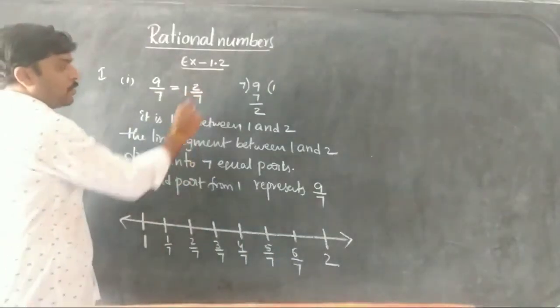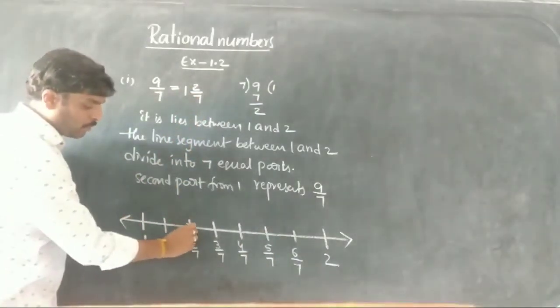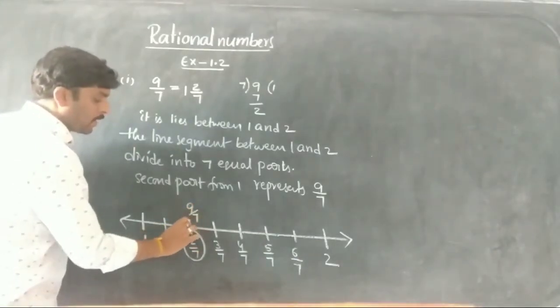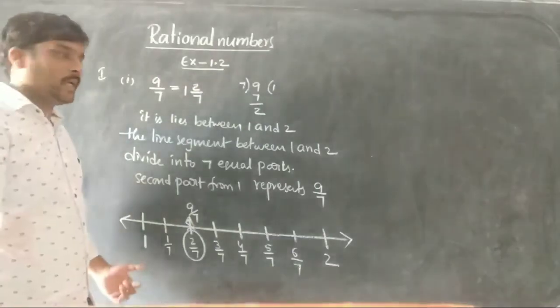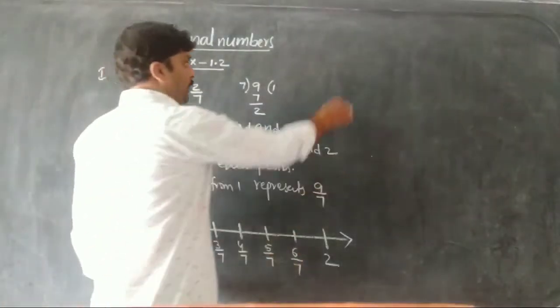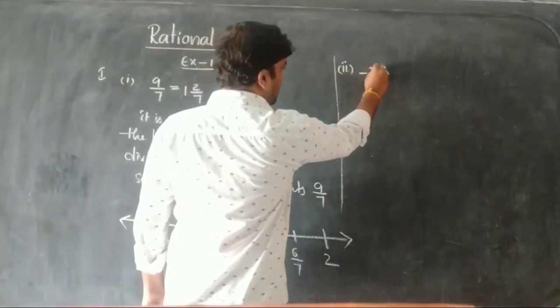Okay, now 1 and 2 by 7, that is 1 plus 2 by 7. This represents 9 by 7. Locate it on the number line. Okay, now for the second one, minus 7 by 5.